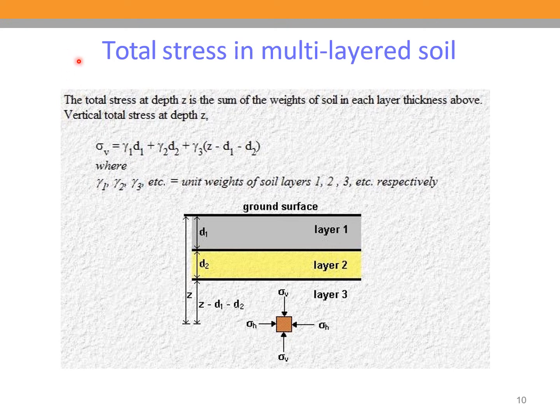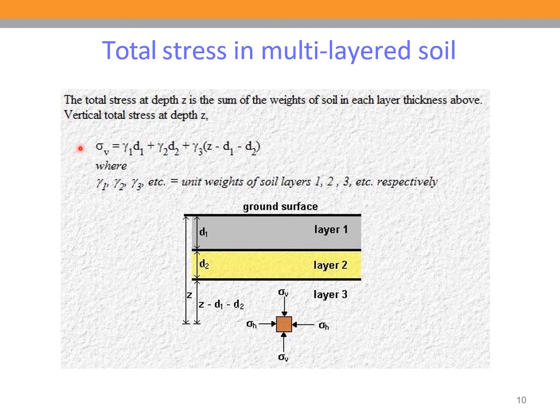So, total stress in multi-layered soil. In this model you can see there are three different layers, and we are considering this element, which is situated at a depth of Z from the ground surface. The total stress at depth Z is the sum of the weights of soil in each layer thickness above. Vertical total stress at depth Z, we can write this equation like that.